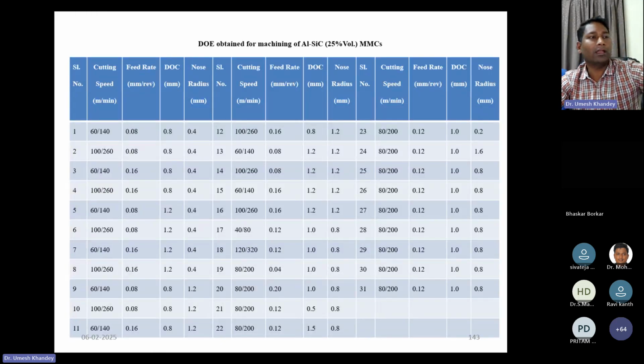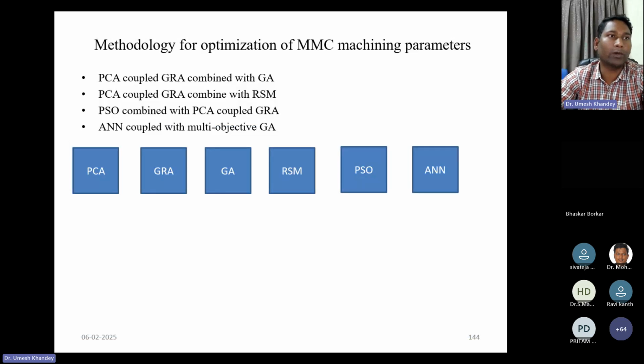So this data I have taken in my slides to explain the various optimization techniques which are of hybrid kind to get the optimum results for your machining parameters. Here, the PCA is going to be coupled with GRA in the first case. Next, PCA is going to couple with GRA which is combined with RSM. Then the particle swarm optimization technique is coupled with PCA coupled GRA. Also the ANN is going to couple with multi-objective GA. So the hybridization is done with GA, RSM, GRA and ANN.